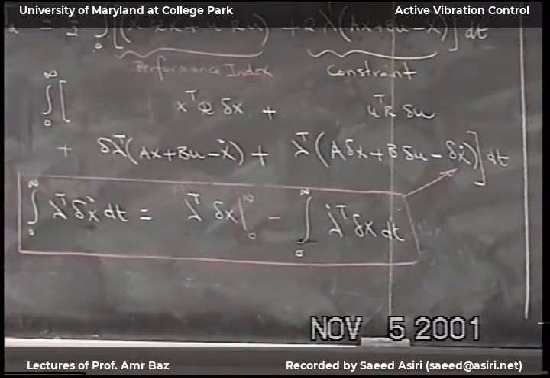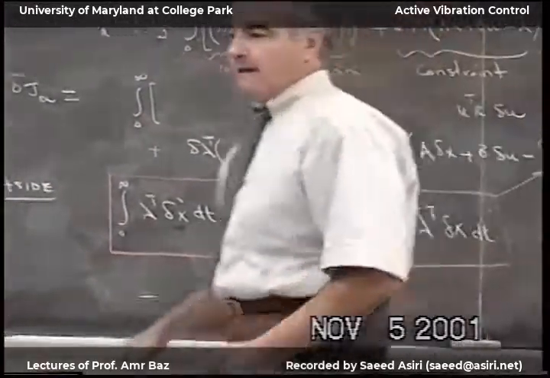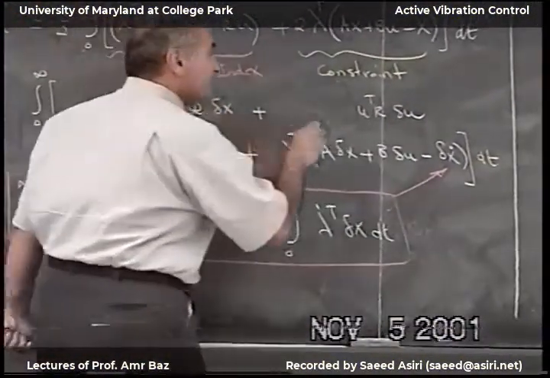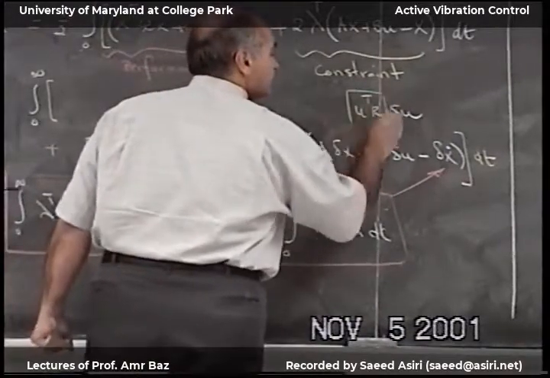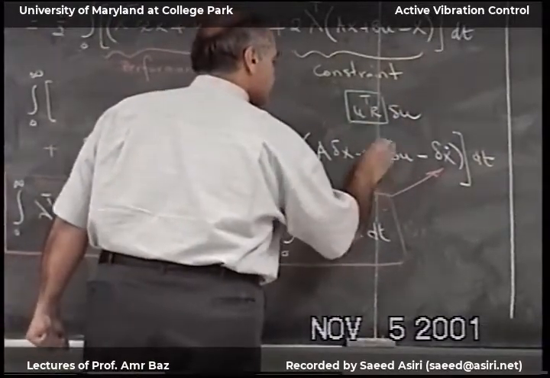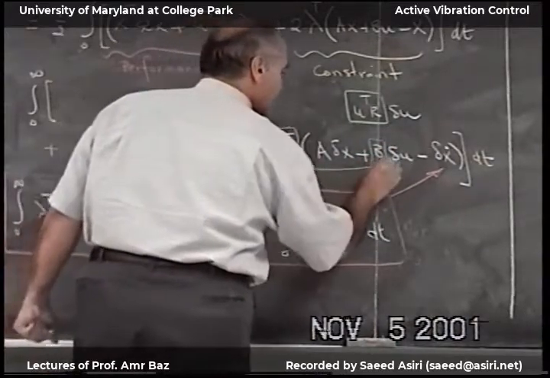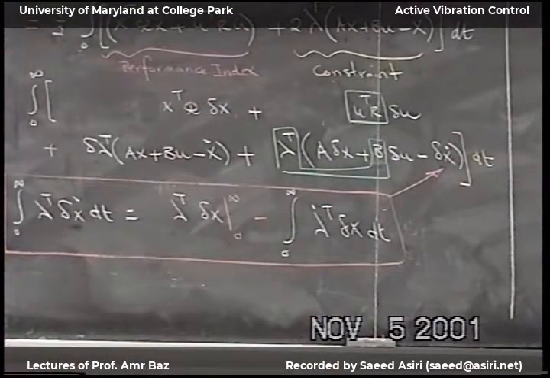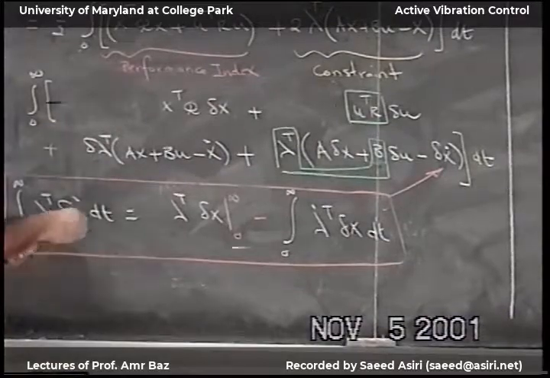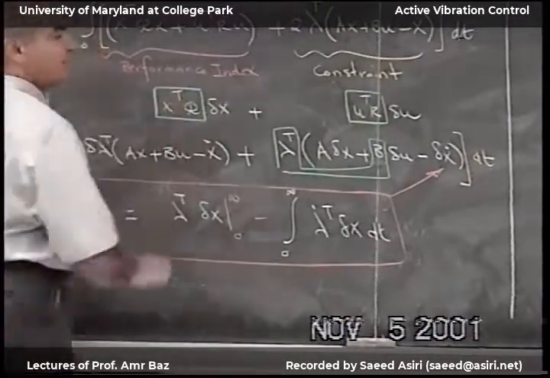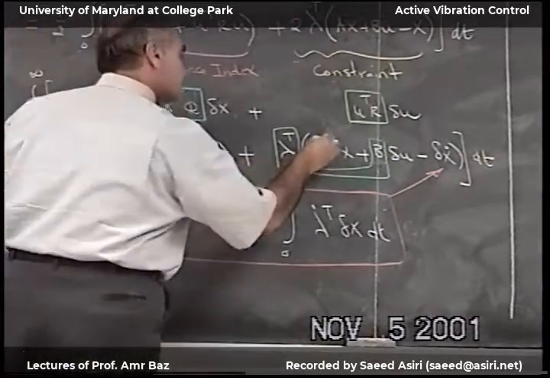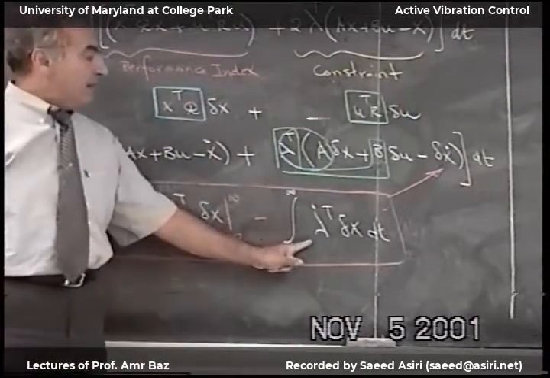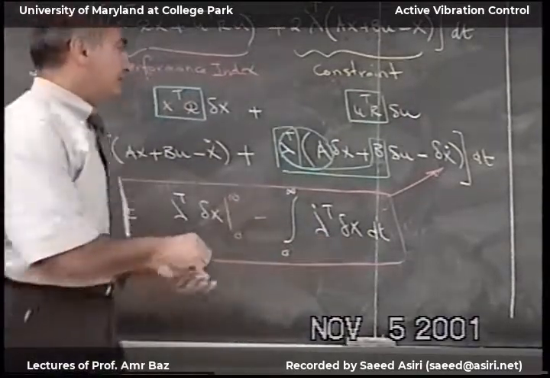So now we have very obvious terms, which is this term and this term. They multiply del U. Okay? And we have this term multiplying del X. And this term multiplies del X. And then I have lambda transpose times del X. Okay.